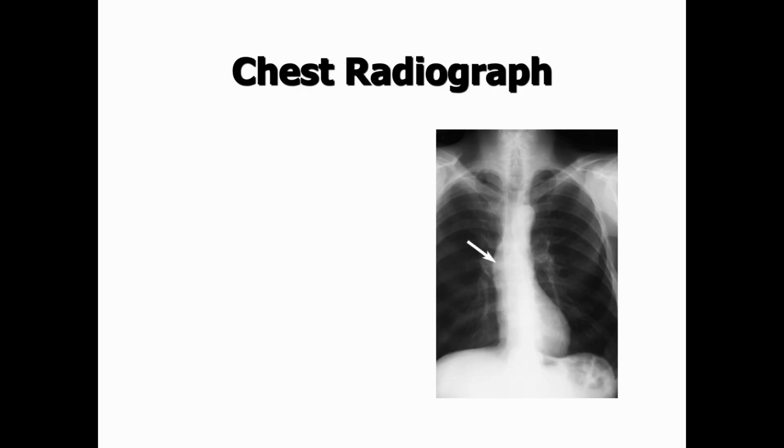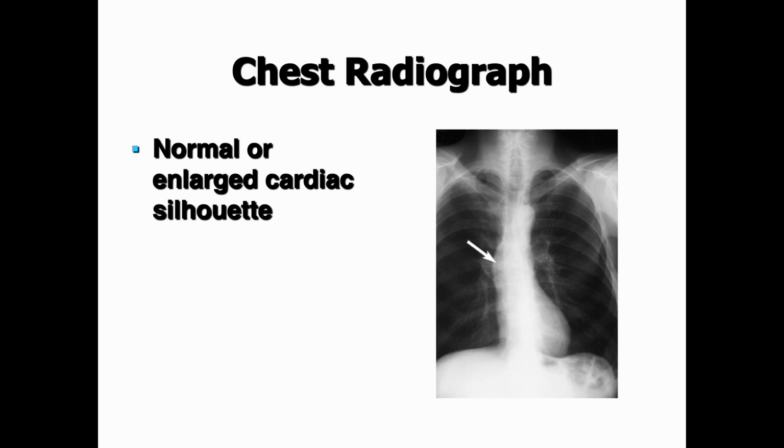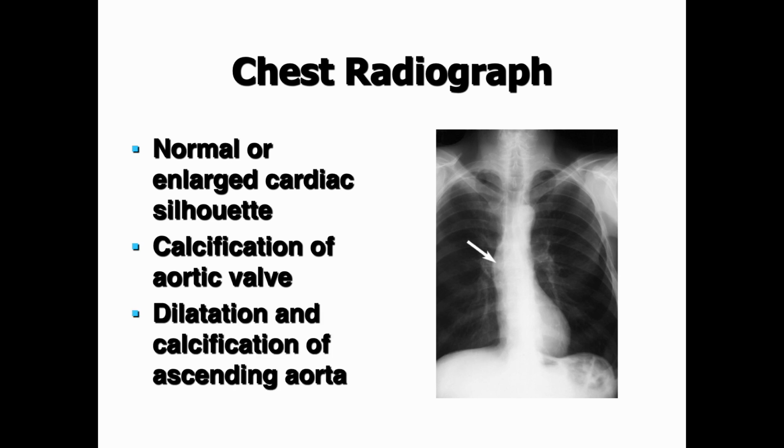Chest radiograph is not really very specific or very diagnostic in case of aortic stenosis. The ascending aorta may be dilated slightly. The aortic knuckle is smaller. The heart size, you see, is not big. So normal or enlarged cardiac silhouette, calcification of the aortic valve. There is dilatation and calcification in the ascending aorta. But we don't see much in this X-ray. You just see the aorta is slightly dilated. That's it.